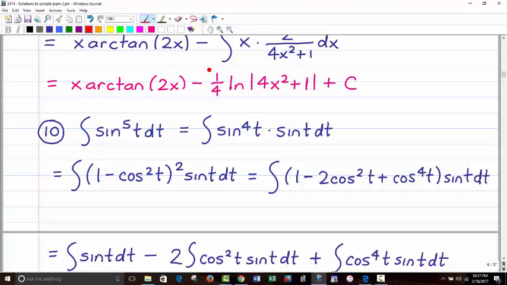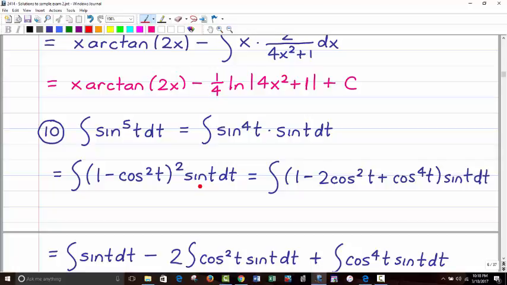Sine to the fifth has to be broken up as sine to the fourth times sine to the first, because you're going to keep the sine t dt as your du, and you're going to convert sine fourth into cosines. And then, of course, sine being the derivative of the cosine, you have to take the negative into consideration here. But first things first, sine to the fourth can be written as 1 minus cos squared, squared, times sine of t.